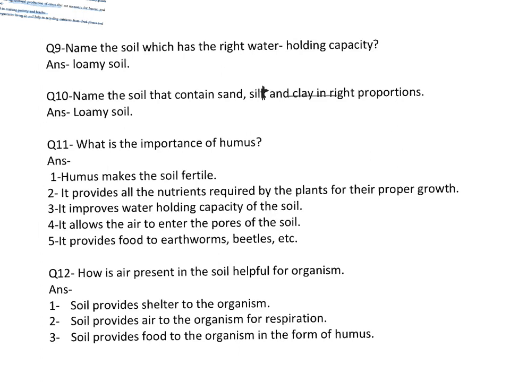The last question is, how is air present in the soil helpful for organisms? Answer to this question is, soil provides shelter to the organism. Second, soil provides air to the organism for respiration. And the last one, soil provides food to the organism in the form of humus.